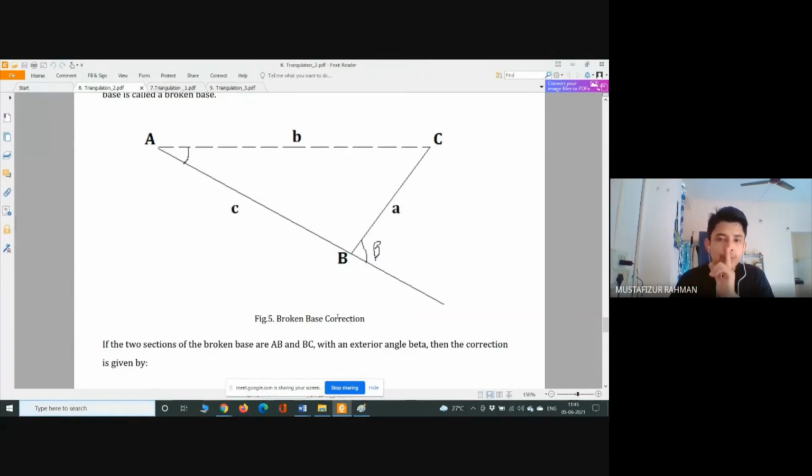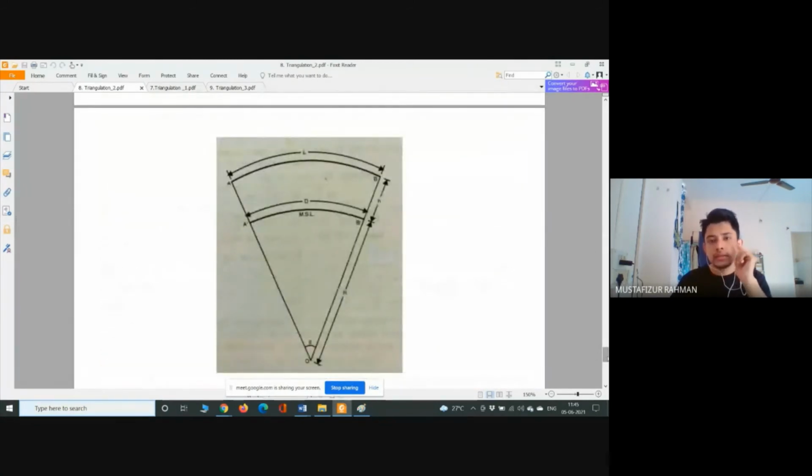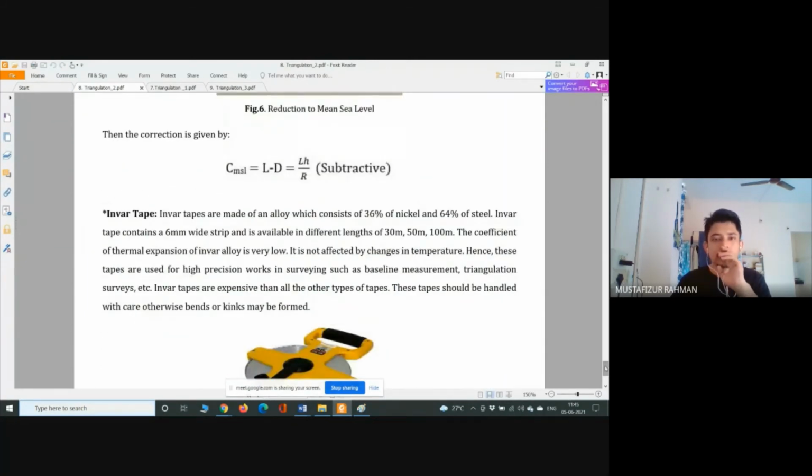When we see the numericals, things will be a little clear. For now, you do the problem of triangulation, the intervisibility of stations, and see a little bit of these errors. Next, we will discuss again a few of the numericals. When we discuss the numericals, I hope things will be clear.